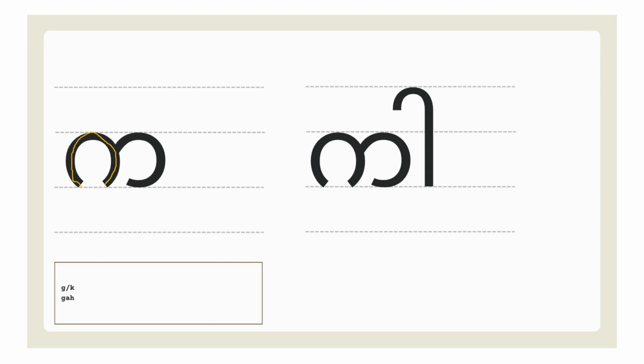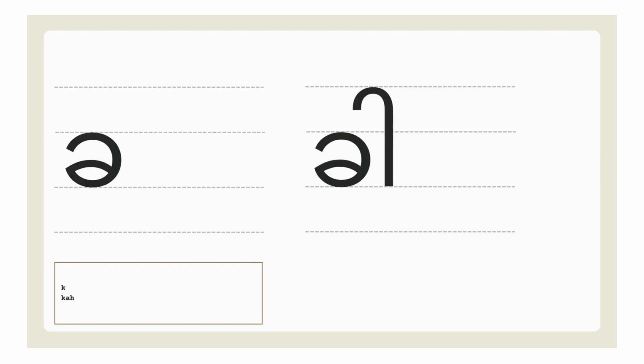To write Ga, we start from the bottom left hand side, go around, and then go midway for the other side and come around. For the vowel, we start from the top, curve, and drop straight down. Now we have our Ga and Ga, ga. Let's move on to Ka.